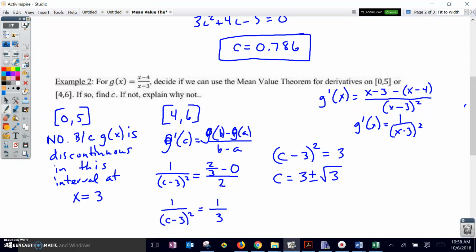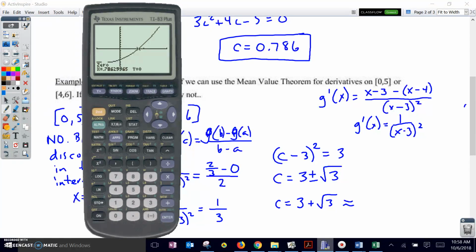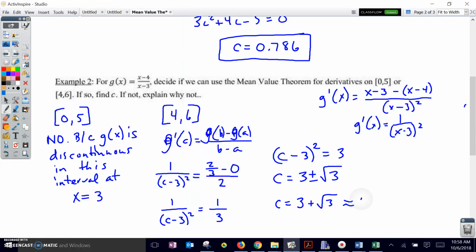Now, only one of these is in the interval from 4 to 6, and that's the one that is 3 plus the square root of 3, which is approximately 4.732. That is the value of c in the interval from 4 to 6 that satisfies the conclusion of the mean value theorem. All right.